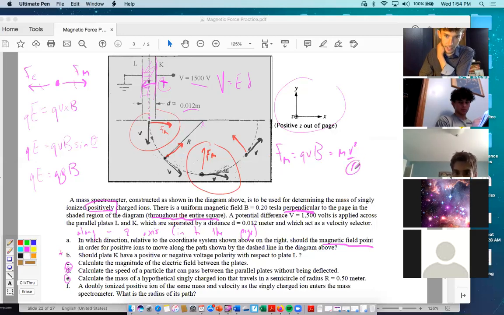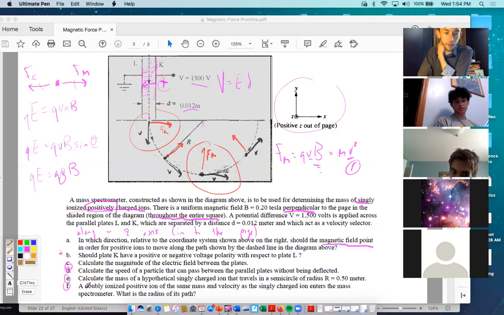They've given me the radius. I know what B is. I figured out what v is. So I'll be able to calculate what the mass must be. I'm trying to figure out if I ever can cancel out the q. Is that just the charge on a proton? Well, it says singly ionized, positively charged ions. So yeah, it must be the fundamental charge, the charge of a proton. Yes.